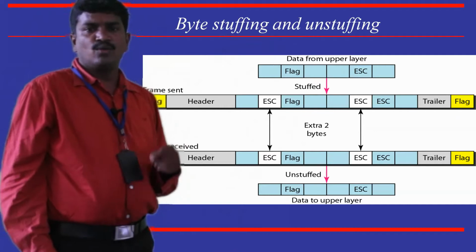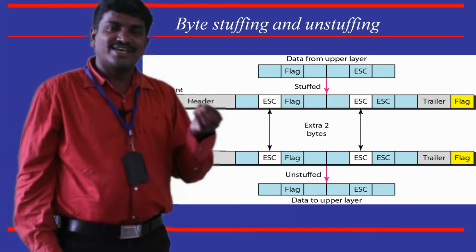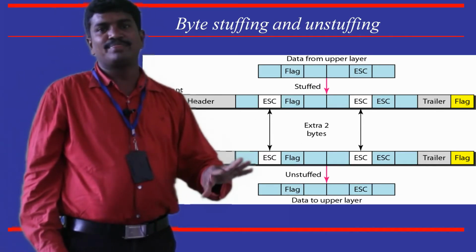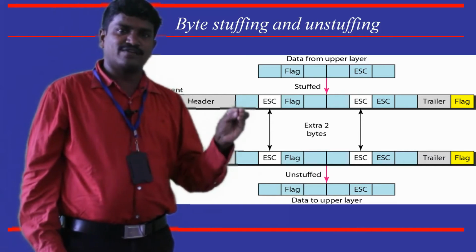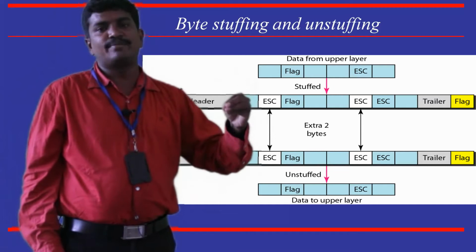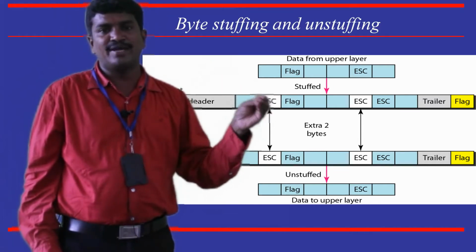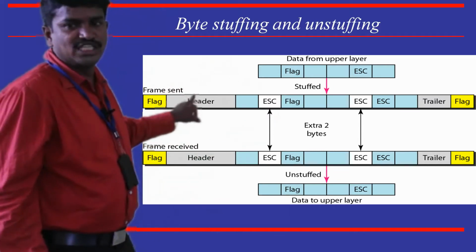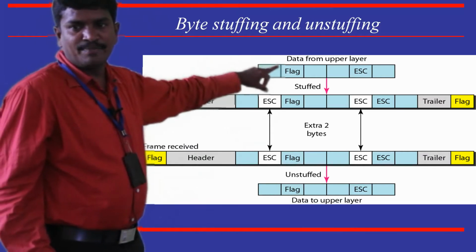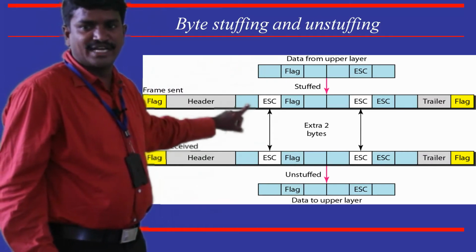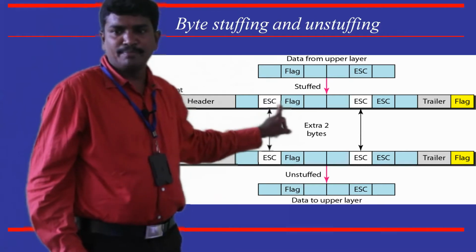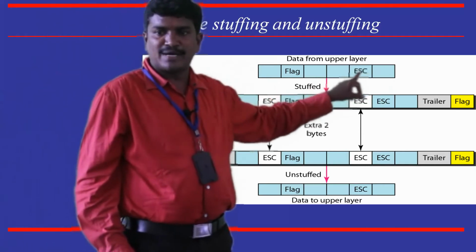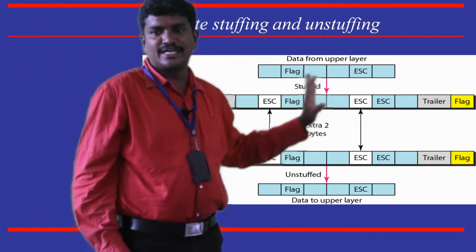escape. Now one more problem to be addressed is, if escape itself is part of the data, then how do we avoid it? Whenever escape is present as part of the data, that is also preceded by one more escape. If you see this, this is the original data and this is the byte stuffed data. Whenever there is a flag, it is preceded by escape, and whenever there is escape as part of the data, again that is preceded by escape.